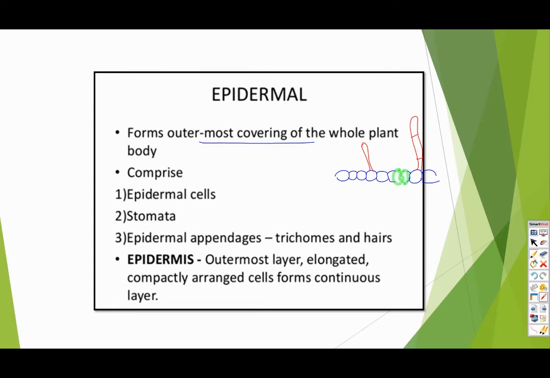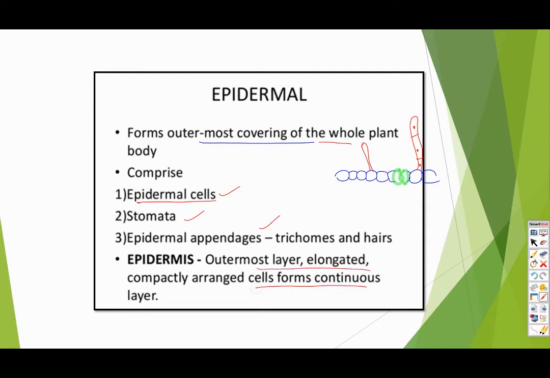So the first one we'll be speaking about is your epidermal cells. Outermost layer, elongated, compactly arranged, forms a continuous layer. Children, you should also know that these will have a particular covering on them. What is it called? Cuticle. It is a waxy layer which prevents transpiration. So that is about your epidermis.